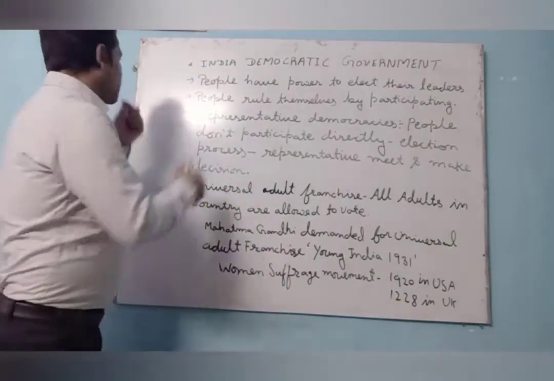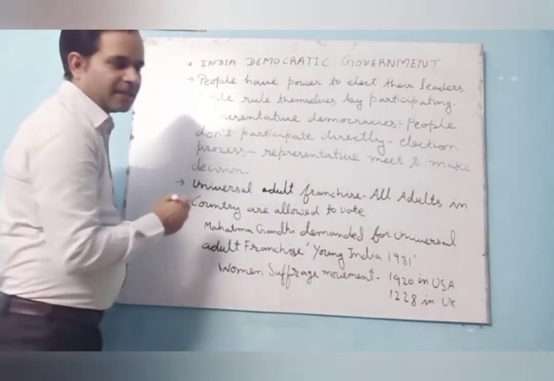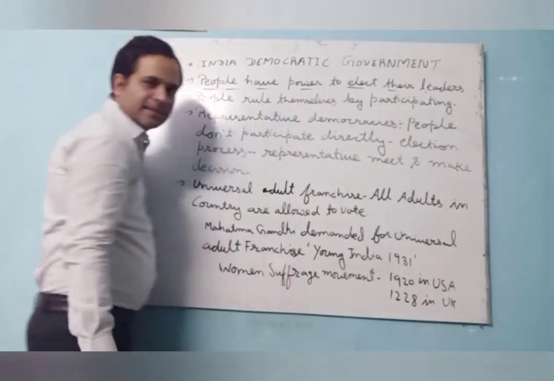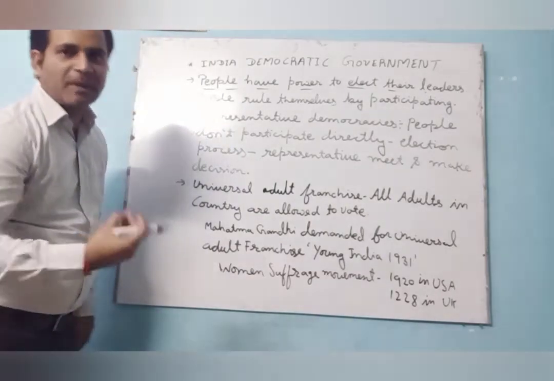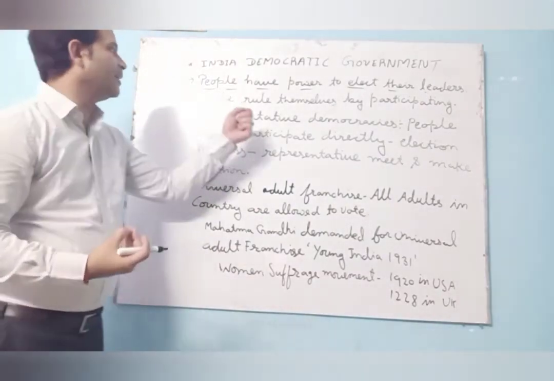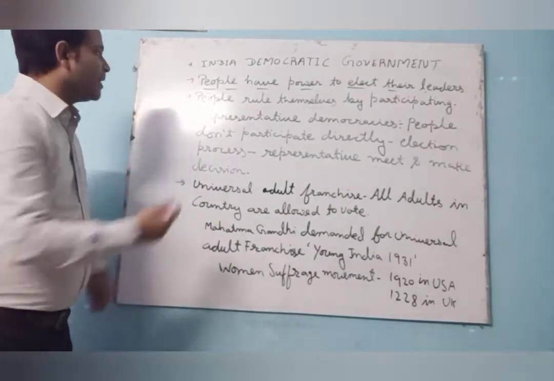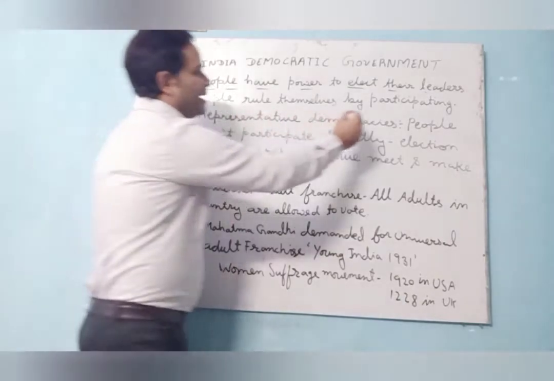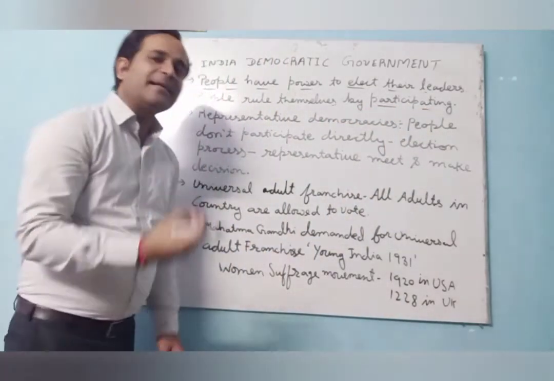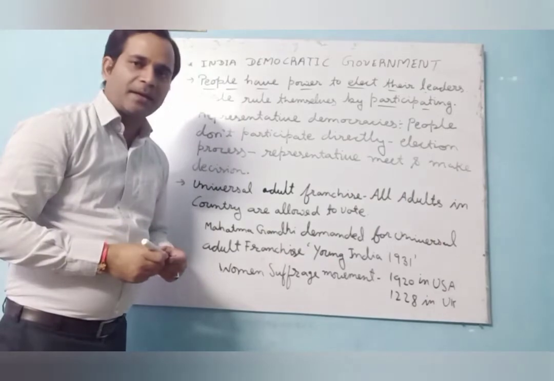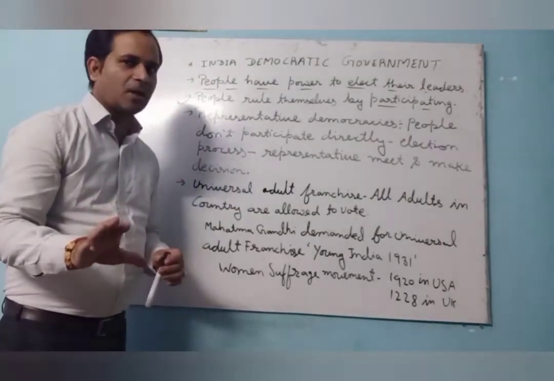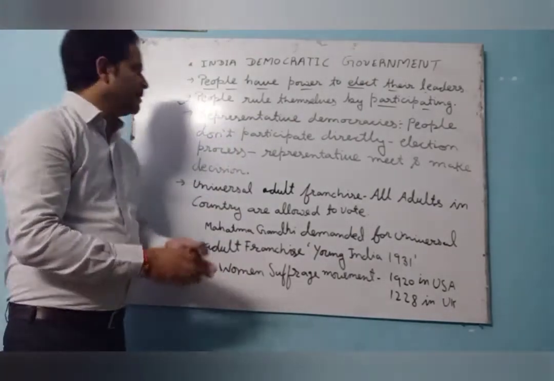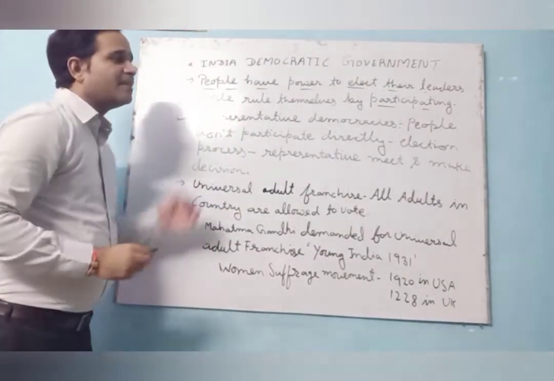So here people have power. Let's see what I have written here. People have power to elect their leaders. Which power? We, the people, have power to elect our leaders. Number one. Second thing, people rule themselves. How? By participating. It means that we indirectly participate in forming government. We do not directly participate in forming government. So we, the people, participate indirectly.